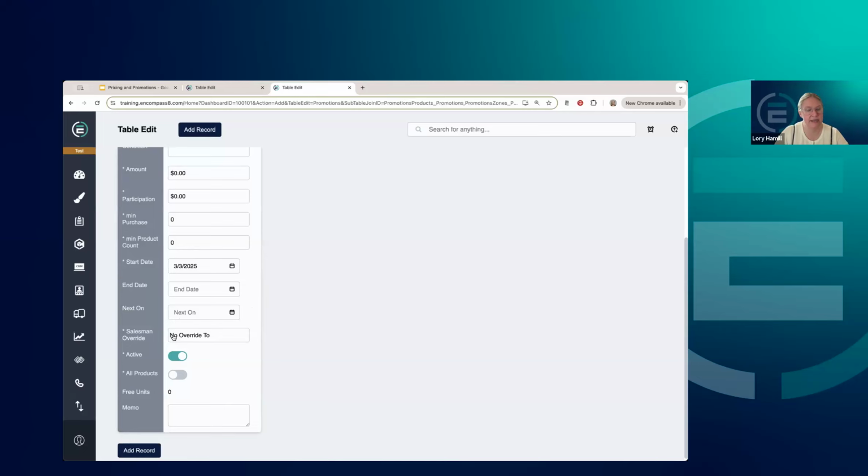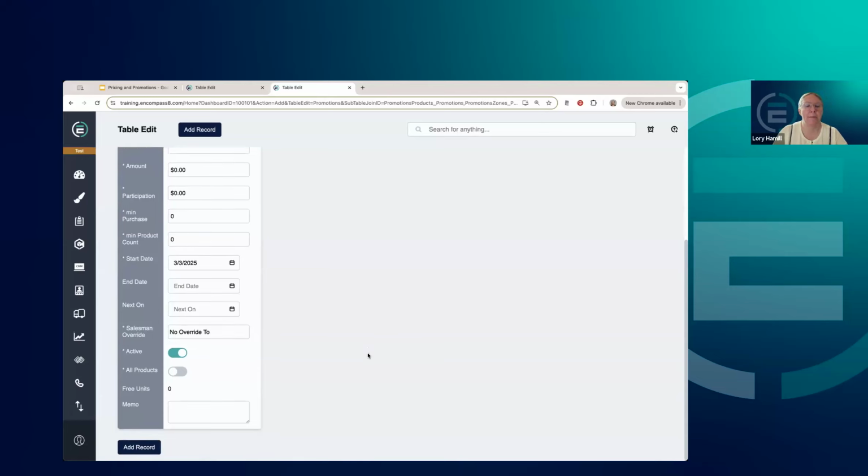I'm going to leave this as no override for the salesman override because I don't want them to be able to override to a different front line. That's not something I want them to be able to select. I want them to have to come to me and ask for that kind of thing, so I'm not going to give that override ability. Just a couple more fields left at the promotion level, and then we'll continue on.